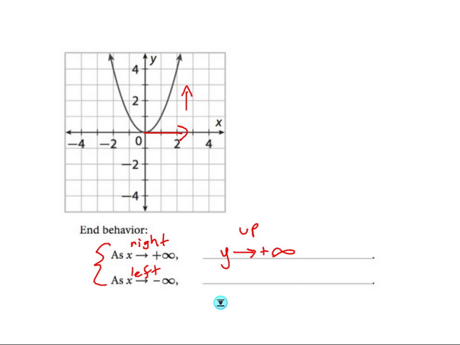Okay. Now, as we're going to the left, which way is the graph going as we move to the left? Well, as we're going to the left, you can see that the graph is also going up. So the graph is still going up as we go to the left. So we basically write y goes to positive infinity again.